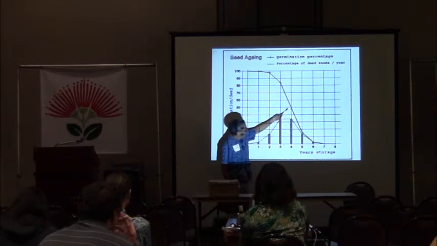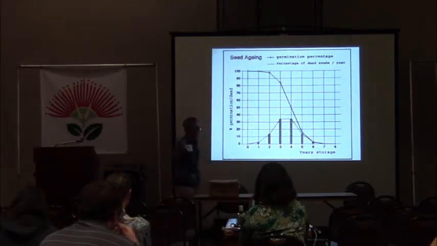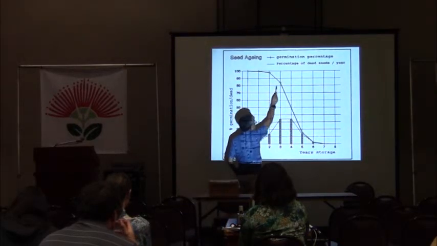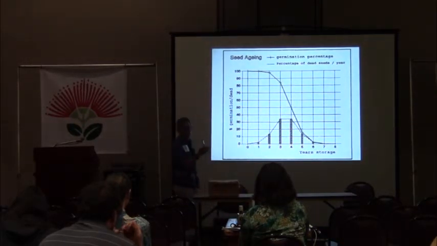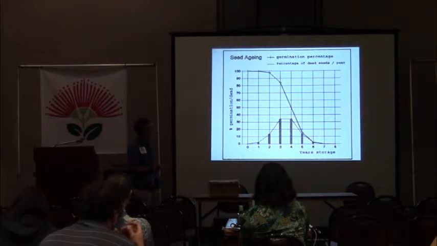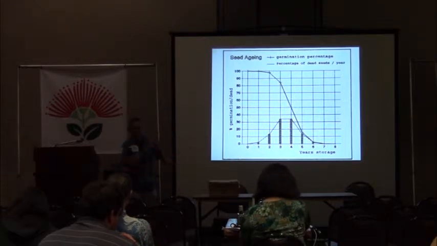Half the seeds are still alive at 4 years. But if you're storing these seeds for use in a collection, this little line here at 85%, that's 3 years. Why 85% when half the seeds are still alive at 4 years? The reason is, when you're storing seeds, you're selecting them. You're selecting them for longevity in a seed bank.